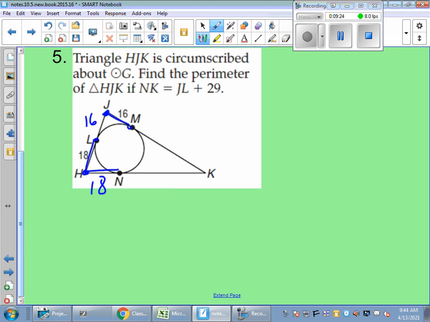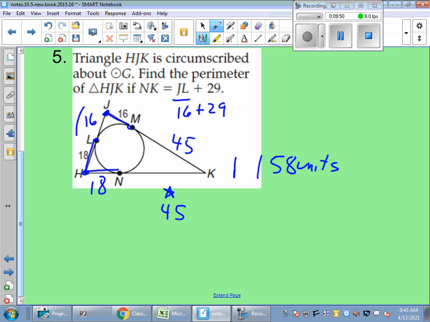And then this right here says NK. So here's NK equals JL. So here's JL is 16 plus 29. What's 16 plus 29? That should be 45. So this section is 45. This section is 45. Add up all of the numbers going around the outside, and you find that your perimeter is 158 units. So perimeter equals 158 units.